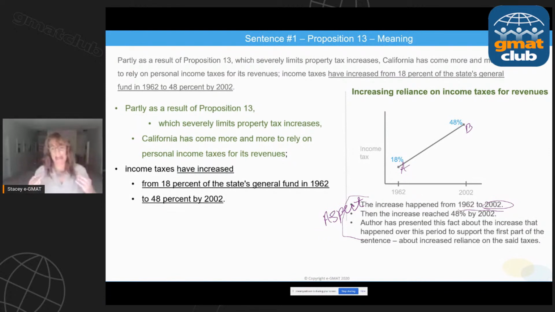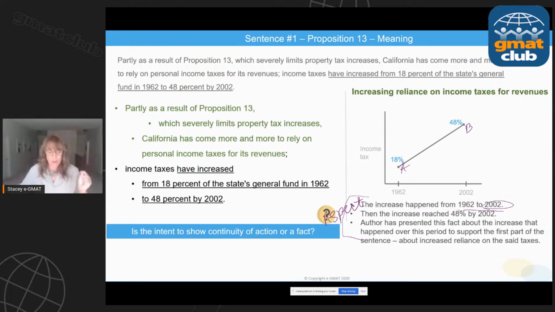And then once you have that, you need to ask yourself that really important question. Is the author's intent here to show continuity of action or a fact? Okay, so now I have increased here, so I'm going to start checking my verbs, okay? And we've got that poll that just popped in for you, so I want you to answer this question. We have increased here, and I know have increased shows continuity of action, and I do. I have movement here, right? I have from A to B.